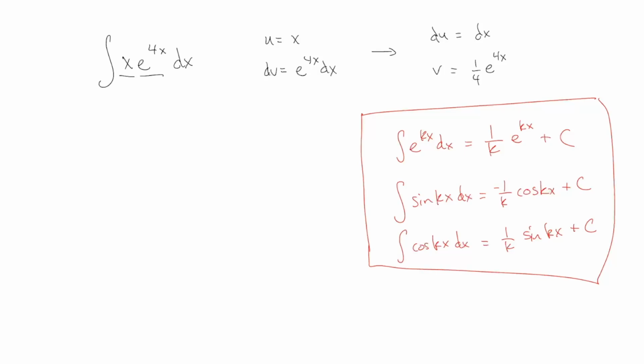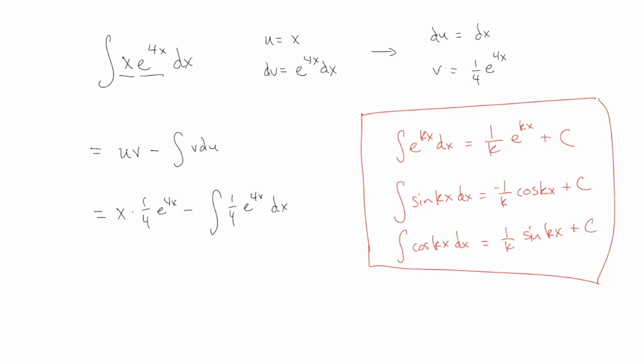So here are my various parts. Just so that we remember, it is uv minus integral v du, right? So this becomes x, just plugging everything in. u is x, v is 1/4 e to the 4x, minus integral, v is 1/4 e to the 4x, and du is dx. So you just plug in all the bits where they go.